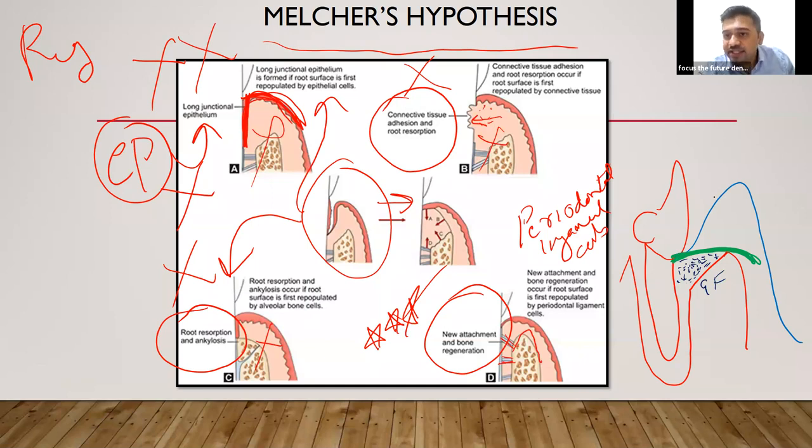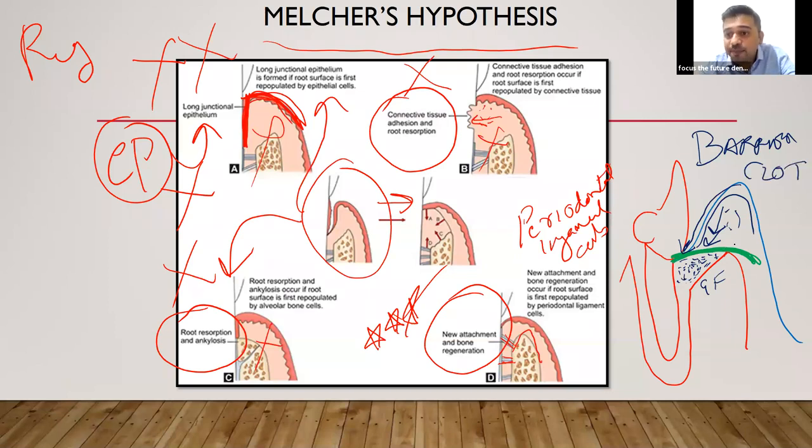Now what happens? The epithelium is blocked here, so this long junctional epithelium cannot grow down. Can your connective tissue in this area come to the wound site? No. So what has this GTR done? It has acted as a barrier. It has allowed the bone, whatever graft you have placed along with the blood, to form a good, solid, stable clot.